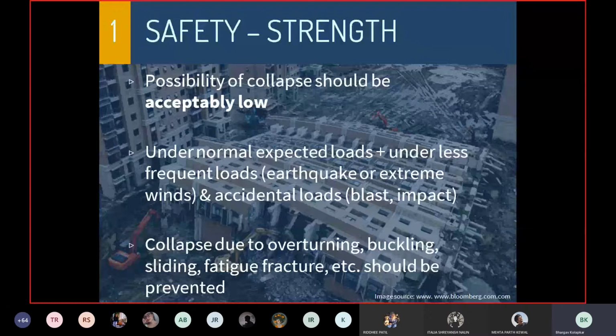So when we say a structure should be safe, what we principally mean is that the possibility of collapse should be acceptably low, and not only under the normal conditions of expected loads, but also under less frequent loads like earthquakes or extreme winds, and accidental loads like blast and impact.